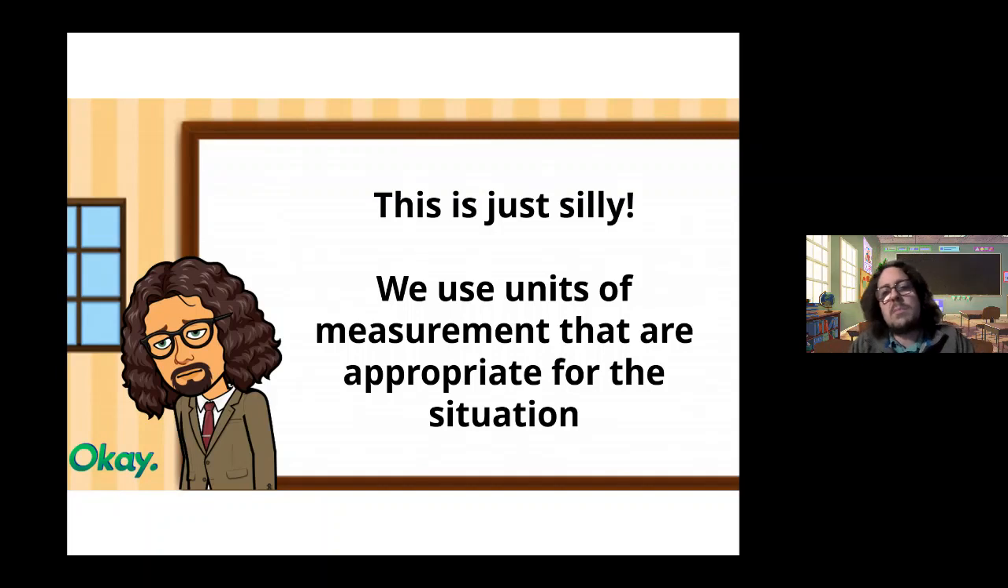We need to use units of measurement that are appropriate for a given situation. So in the case of how far it is to London, we would use units such as miles or kilometers to express that distance. And seeing as science is all about measurement, having the appropriate measurements is crucial to making sense of things and to presenting our results.